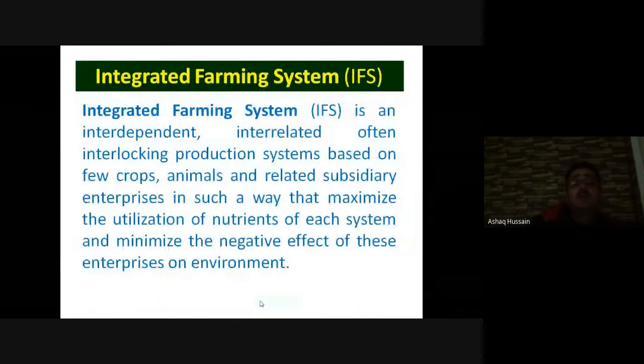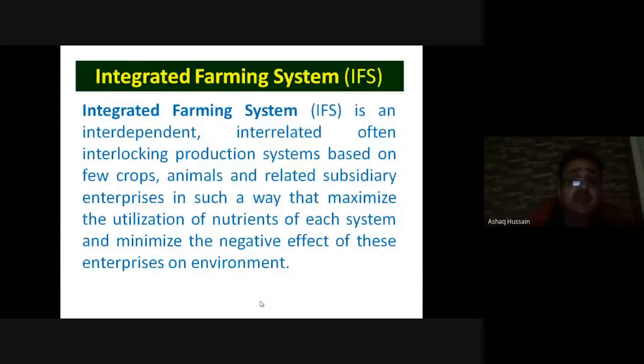Then moving on to the integrated farming systems. Why do we need integrated farming systems? Integrated farming systems are interdependent, interrelated, or interlocking production systems based on a few crops, animals, and related subsidiary enterprises in such a way that maximizes the utilization of the nutrients of each system and minimizes the negative impacts of the enterprise on the environment.